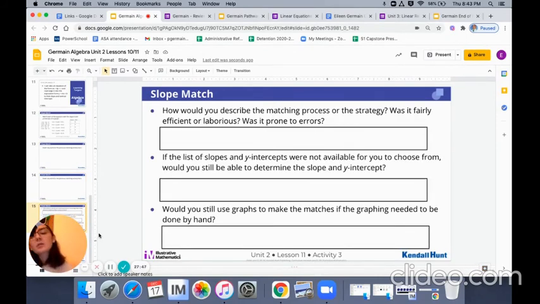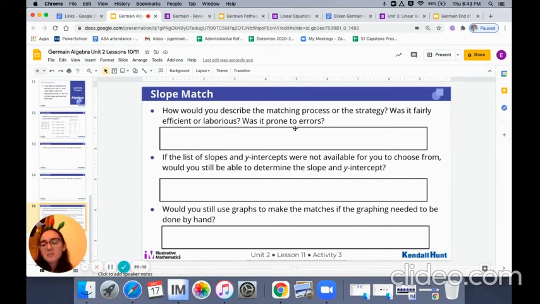15, and then on 16 there will be a link to a review, but I talk about that in the class already. So how would you describe the match process for the strategy? Was it fairly efficient or laborious? Was it prone to error? So what did we do?